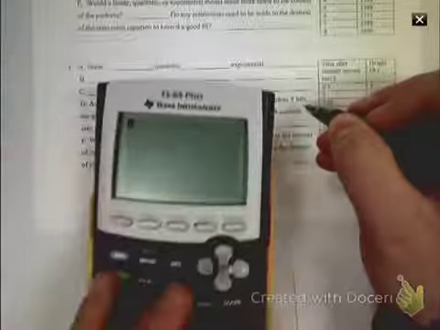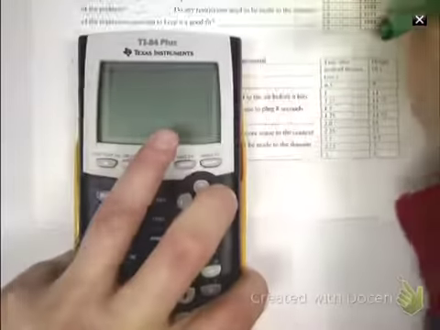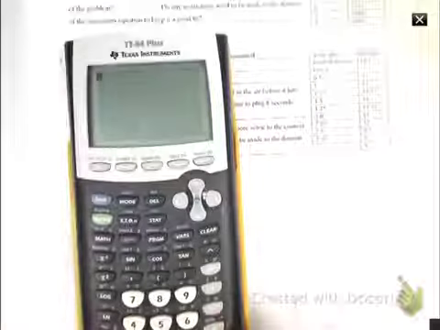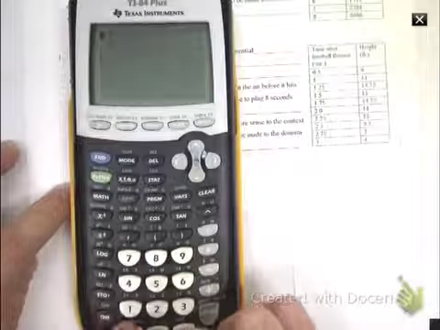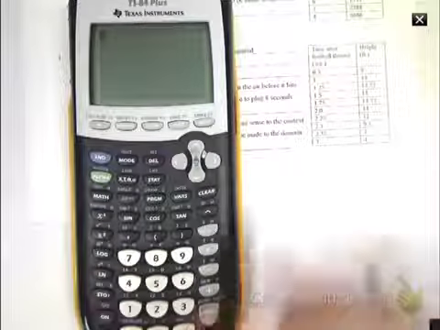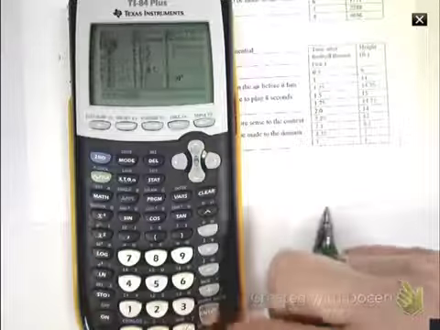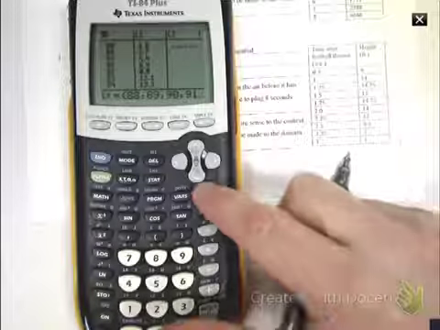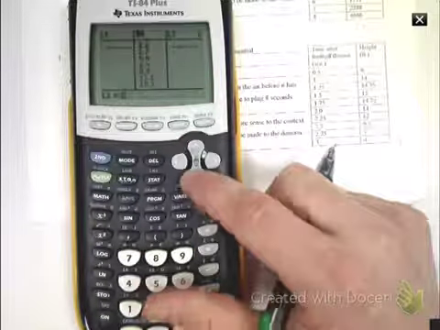In order to do this, what I've shown you in previous lessons is that we need to enter the data. So here's the process. Turning the calculator on. Press Stat, Edit. Whatever's there, I'm going to come up to List 1 and hit Clear, arrow down. Come over here to List 2, hit Clear and arrow down.